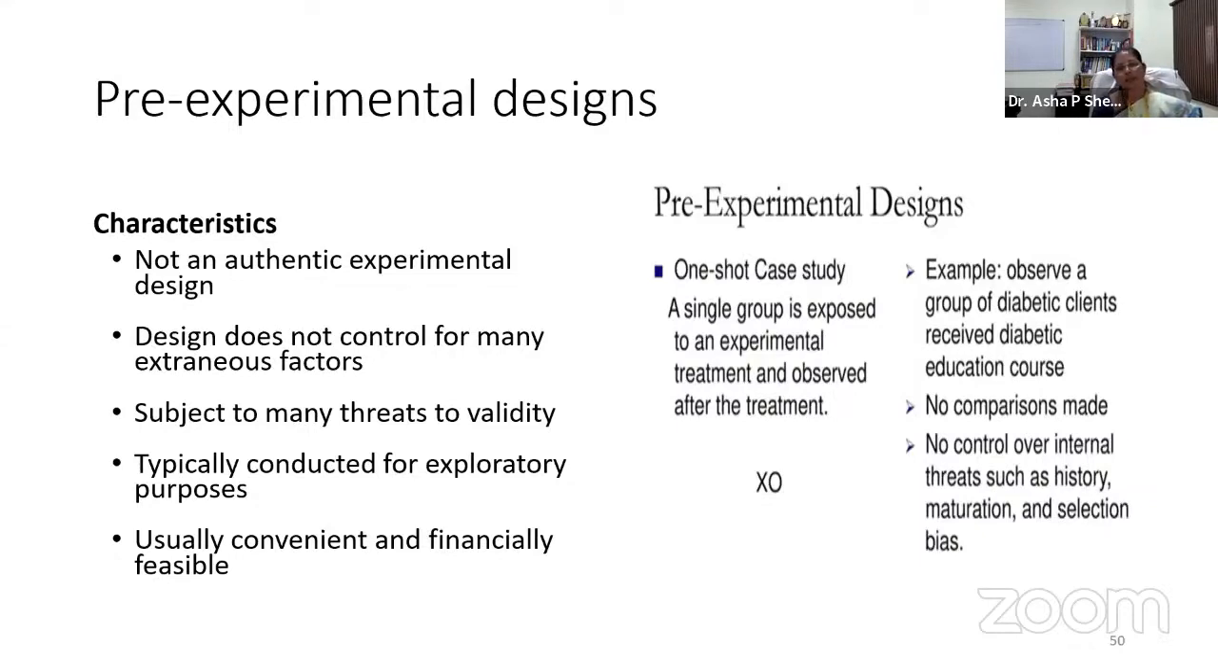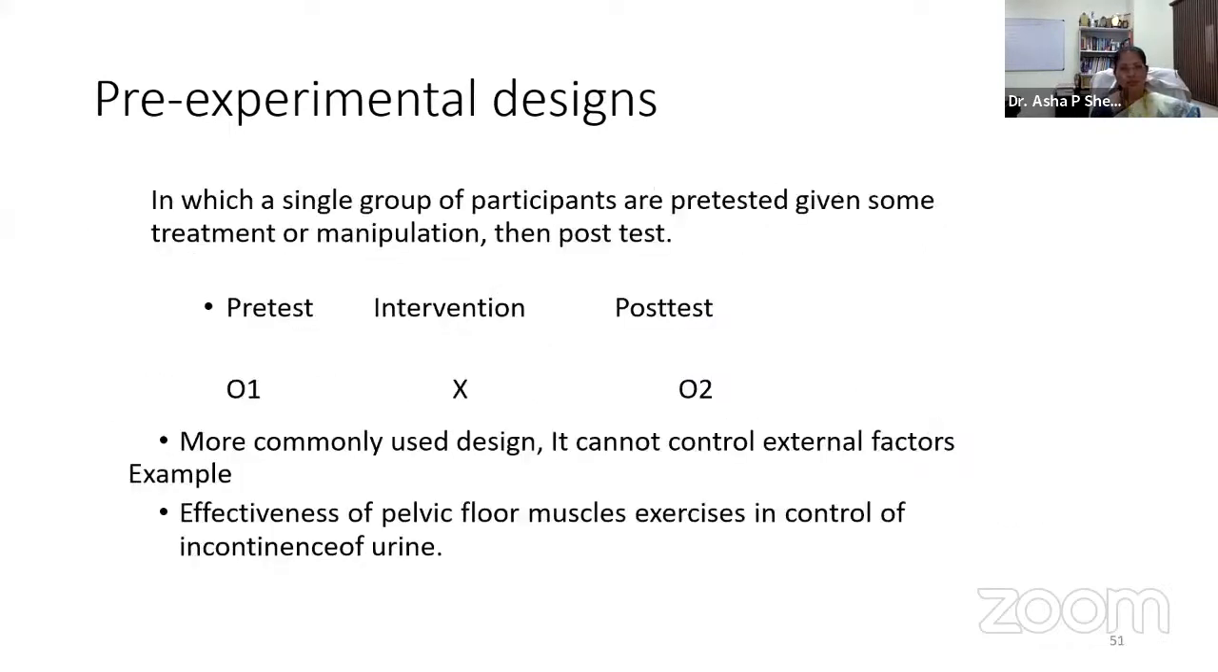The types of pre-experimental design: the one shot case study method, where a single group is exposed to an experiment and observed after the treatment. Here no comparisons are made, and there is no control over internal threats such as history, maturation or selection bias, because there is only a single group. Then another commonly used one is the pre-test post-test design, where there is no control group, the pre-test is done on the participants and the intervention is given, and then the post-test is carried out among the participants.